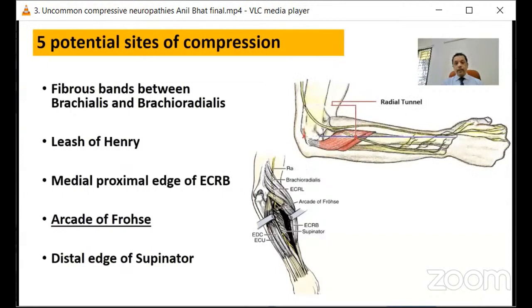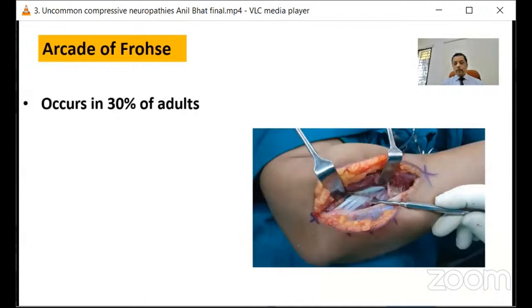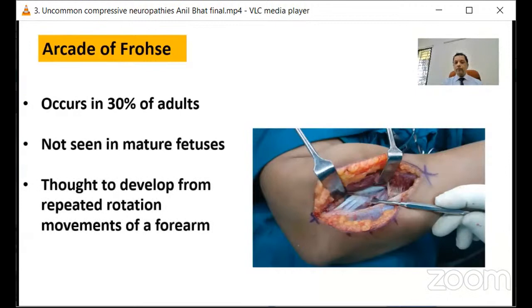And these are the 5 potential sites of compression. So as I said, arcade of Frohse is one of the main culprits, occurring in about 30% of adults. It's not seen in mature fetuses, so it's thought to develop from repeated rotational movements of the forearms. The proximal tendinous edge of the supinator is the arcade of Frohse. And sometimes the superficial belly can be completely tendinous in some patients, like this.